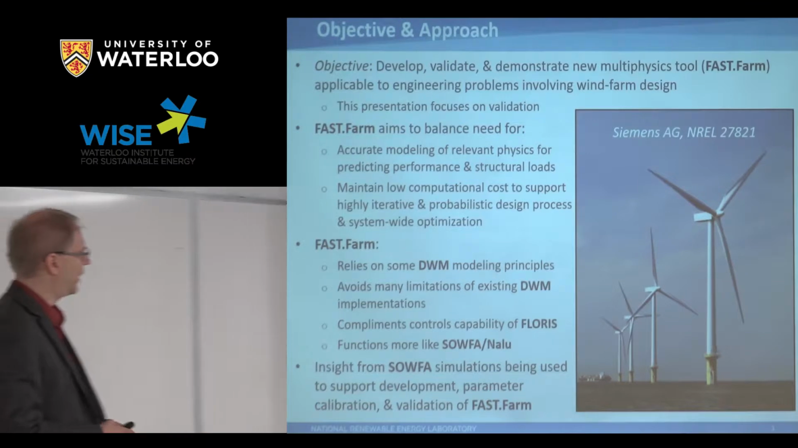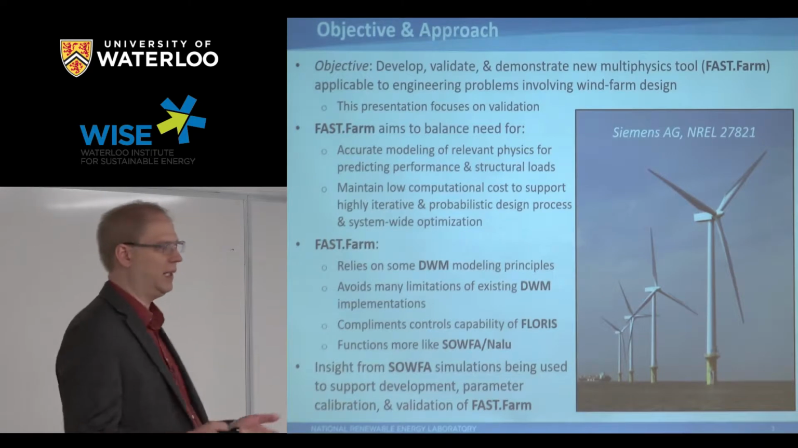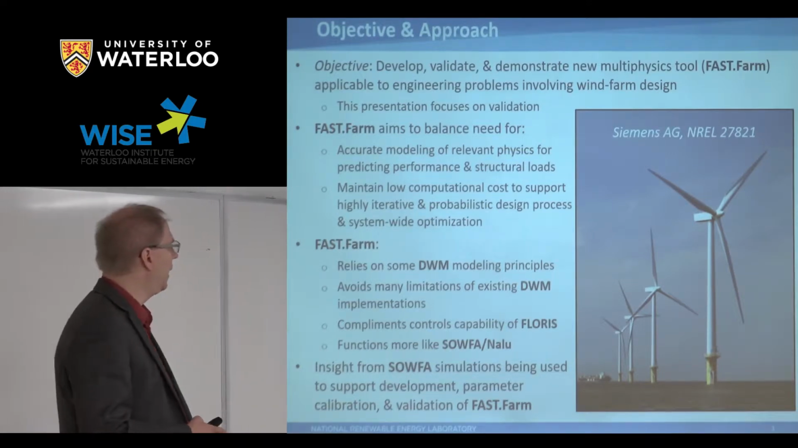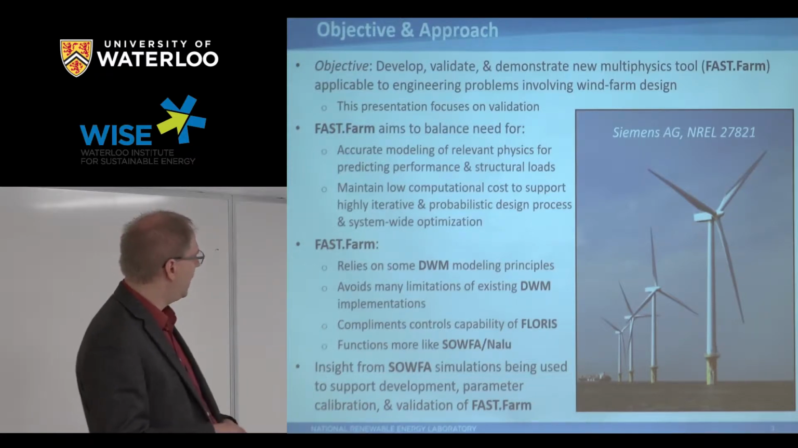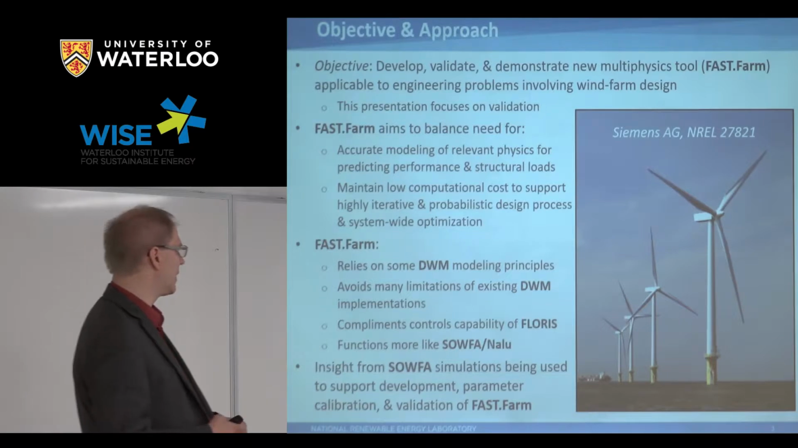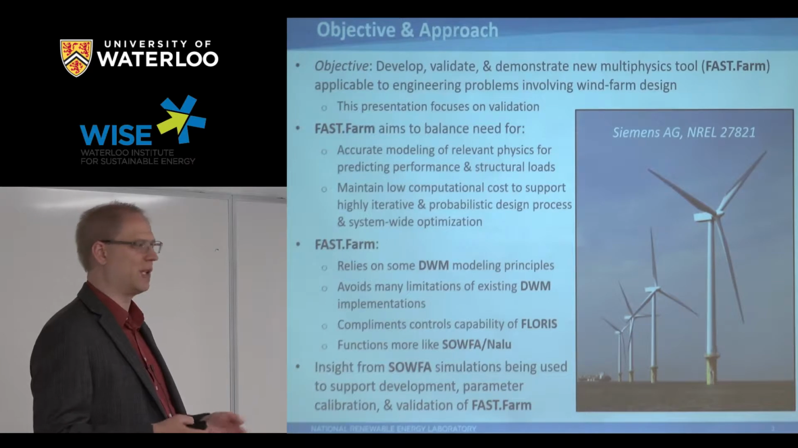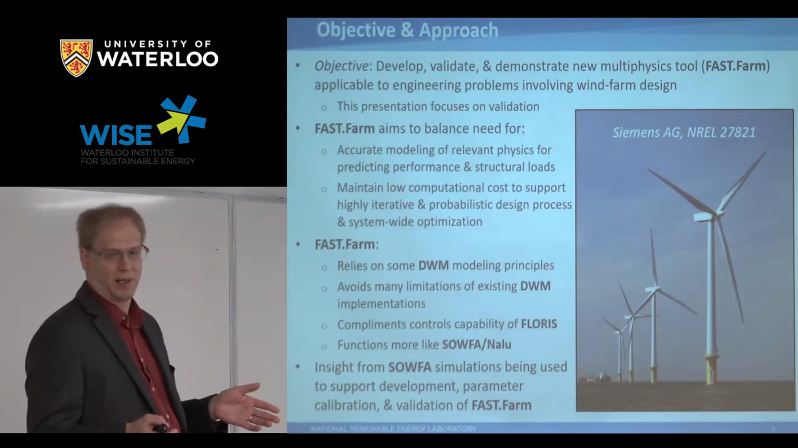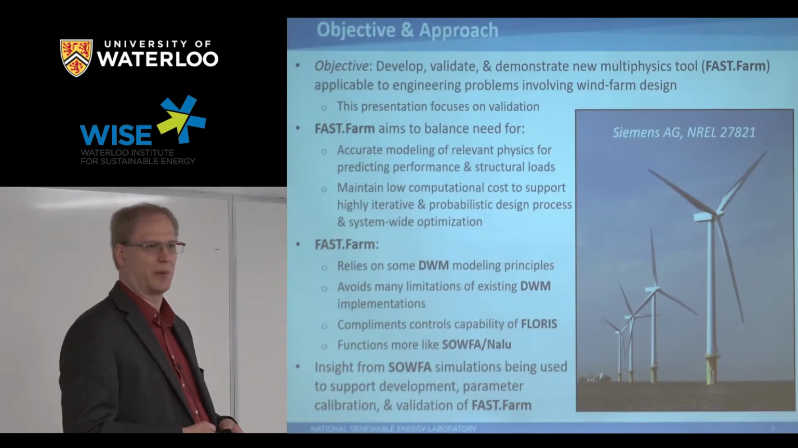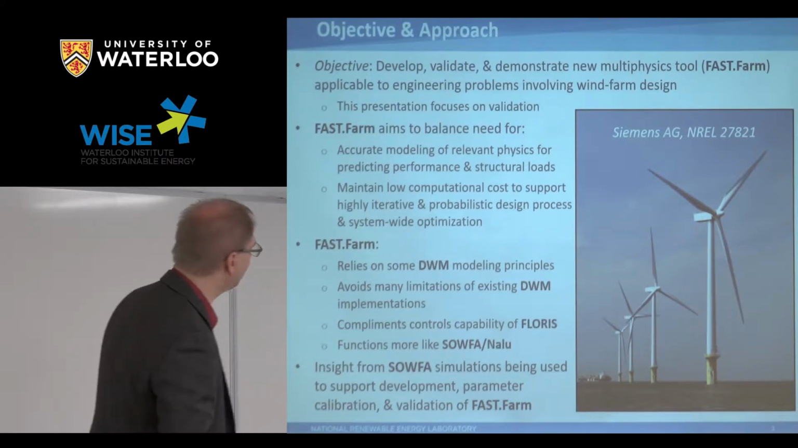The objective of this project was to develop a new multi-physics tool that captures the physics we need to drive engineering design, and demonstrate and validate that it works. What we're trying to do with this FAST.Farm tool is first of all, capture the relevant physics. We can't do that with full-up CFD because it's too expensive. We want to get not only the power out of the wind farm right, but also the detailed structural loading of the turbine components, so we can estimate fatigue life and ultimate loads and strength and reliability.